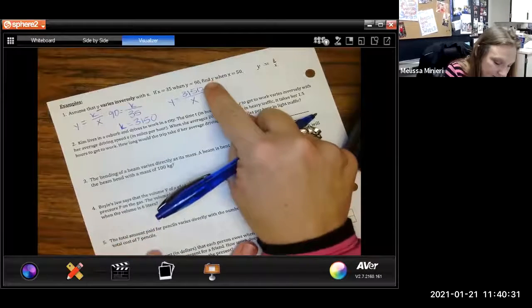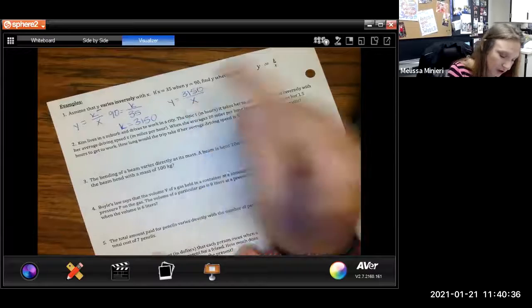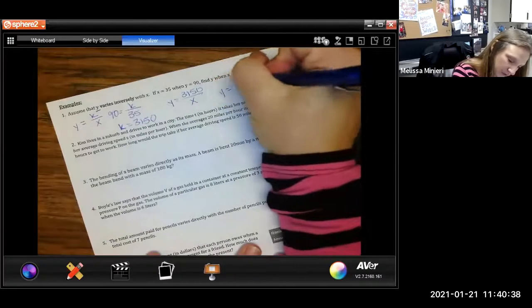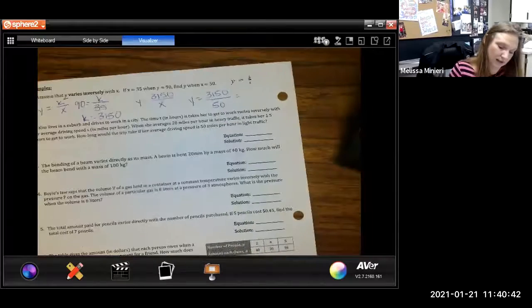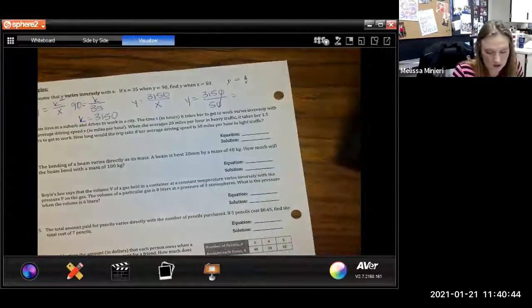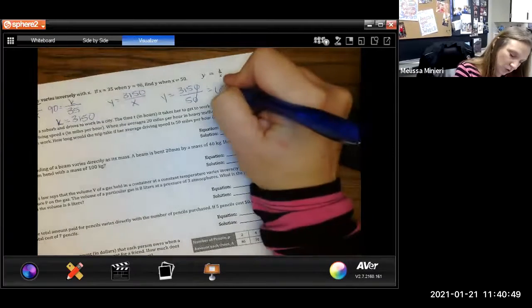So this time they're asking us to find y when x is 50. So we just plug in 50 for x. And we will know what y is. So that goes in, 63 times.